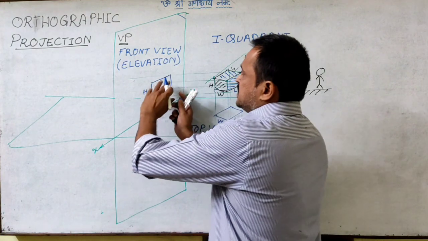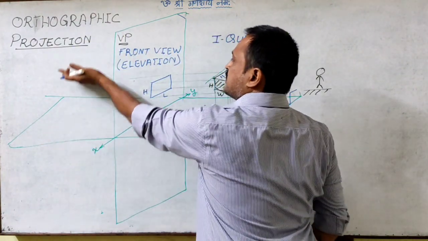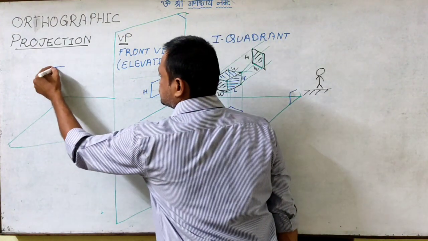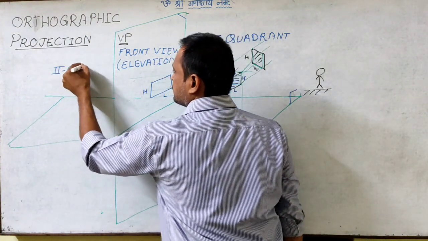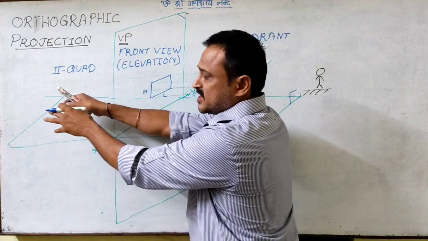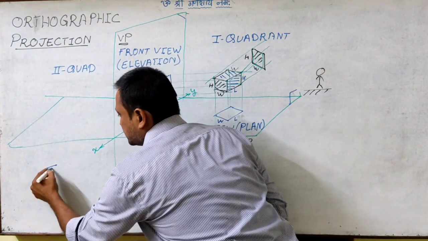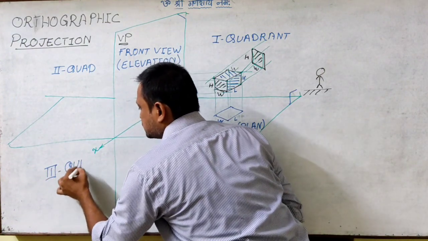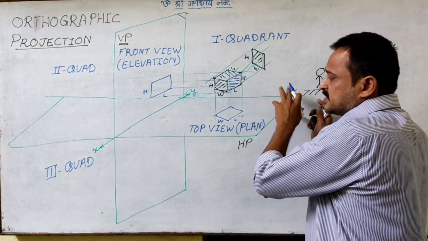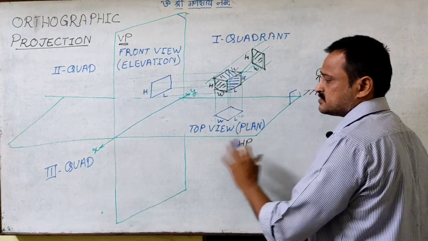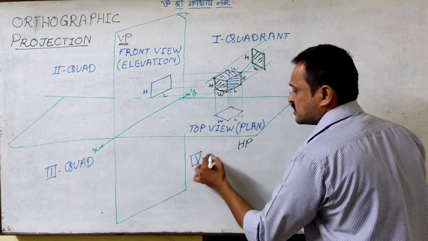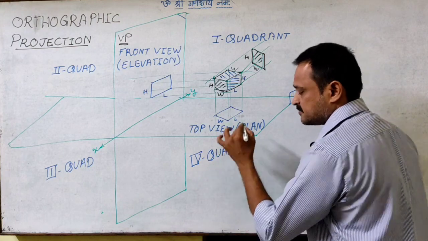The space behind the vertical plane and above the horizontal plane with reference to the observer is called the second quadrant. The space behind the vertical plane and below the horizontal plane is called the third quadrant. And the space in front of the vertical plane and below the horizontal plane is called the fourth quadrant.